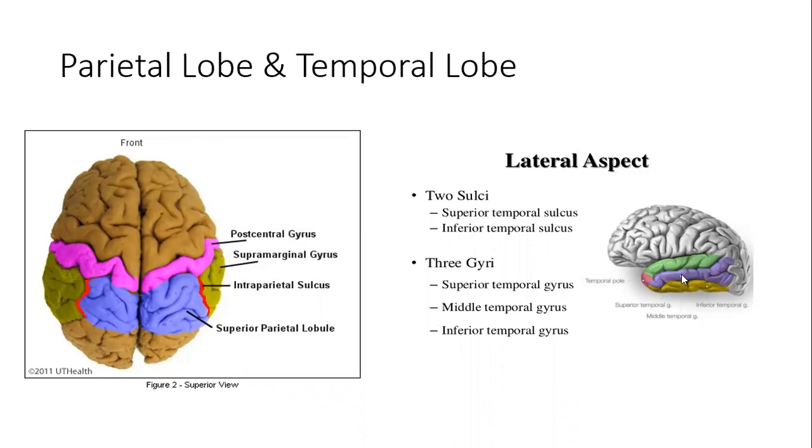And the gyrus that lies between the superior temporal sulcus above and the inferior temporal sulcus below, shown here in this purple color, this gyrus is called middle temporal gyrus. So the one gyrus that is left is the inferior temporal gyrus, and this one is lying below the inferior temporal sulcus. So here in the yellow is shown the inferior temporal gyrus.